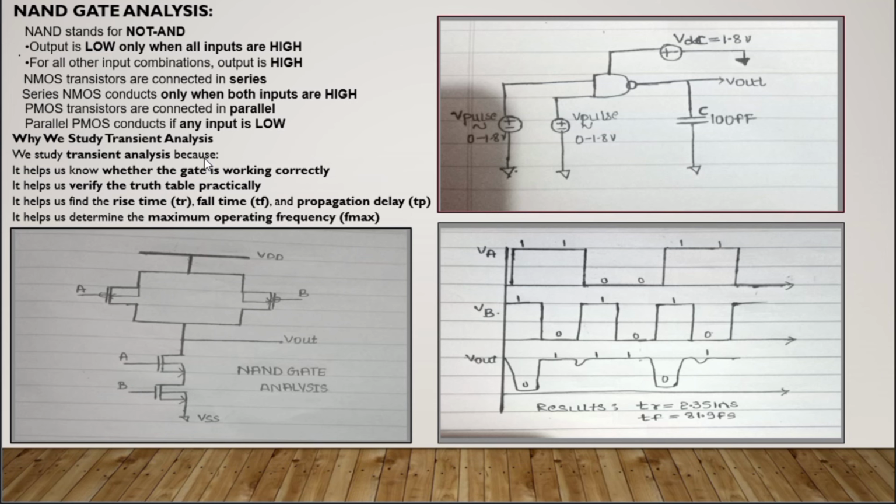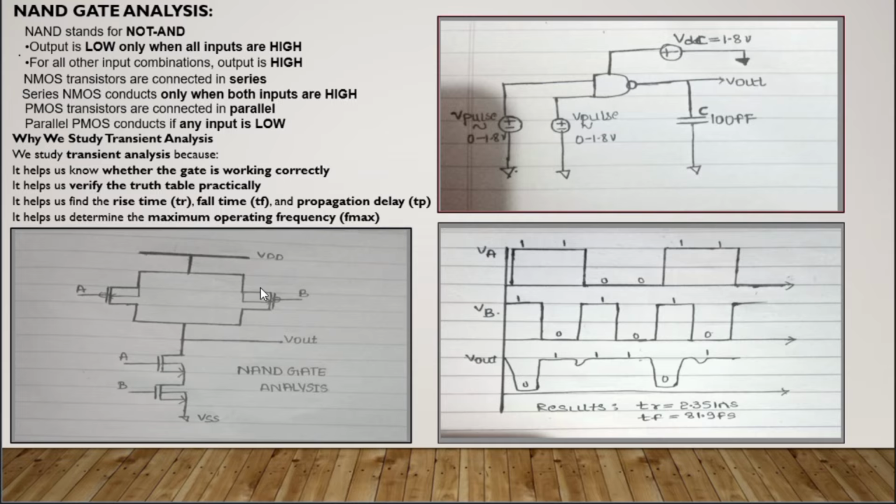Then why do we study this transient analysis? Basically, it helps us to know whether the gate is working correctly or not, to verify the truth table practically, and to know T rise, T fall, propagation delay, and maximum operating frequency.